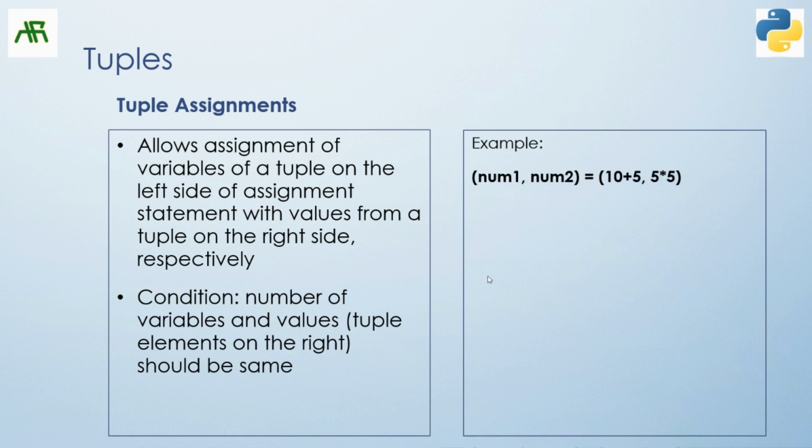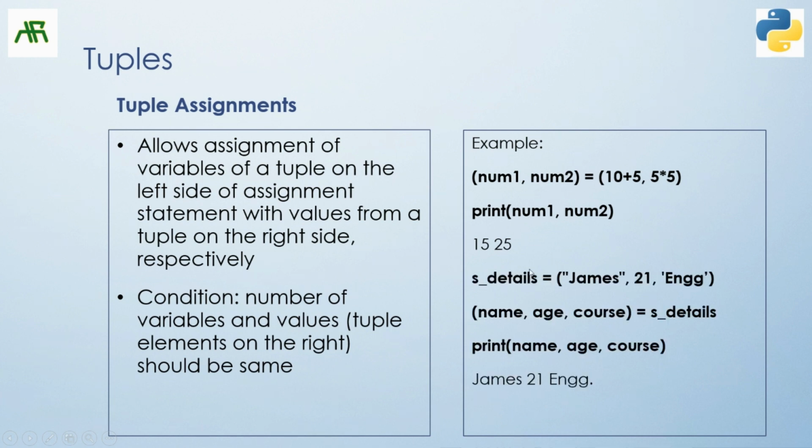Here is an example. I have two variables num1 and num2 as part of a tuple on the left side, assignment with equal to symbol, and I have two values on the right side. And these values can be assigned directly or with an operation. Here I have a couple of arithmetic operations, 10 plus 5 and 5 into 5. These are done first and then assigned to the variables num1 and num2. If I print num1 and num2, I get the values appropriately.